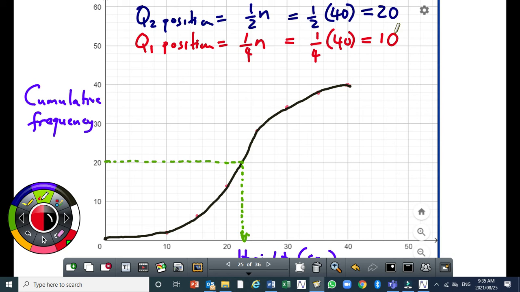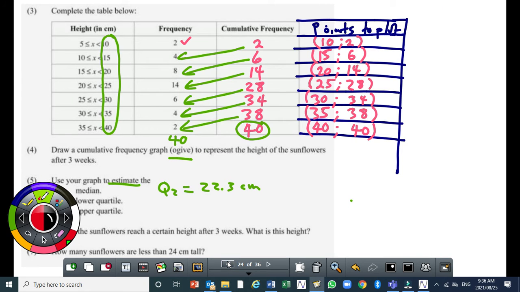Then you go to your cumulative frequency, which is 10. Draw a horizontal line, then you identify where the value is. This one here for me is going to be 18. So my answer there is going to be 18 centimeters. So Q1 is going to be 18 centimeters. If you write 17.9, 17.8, 18.1, 18.2, that can be acceptable, because it's an estimate.